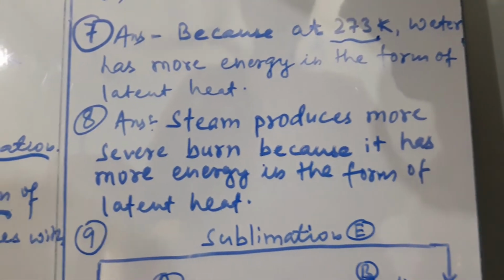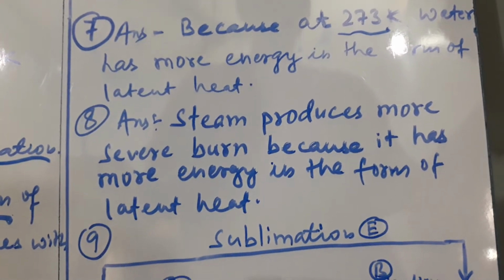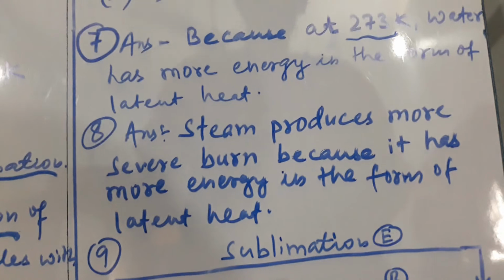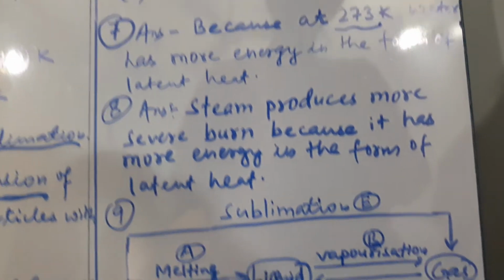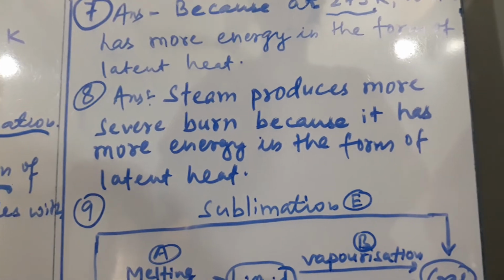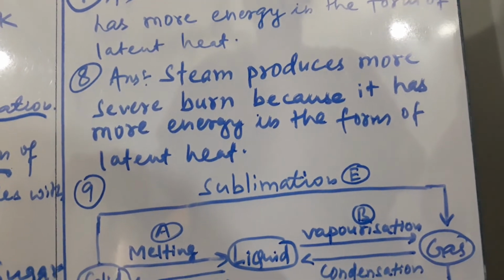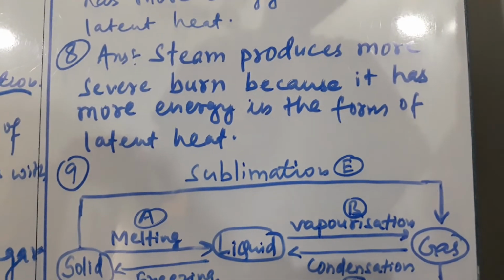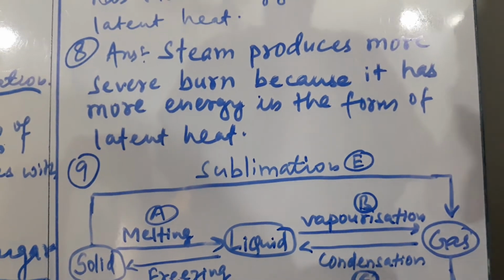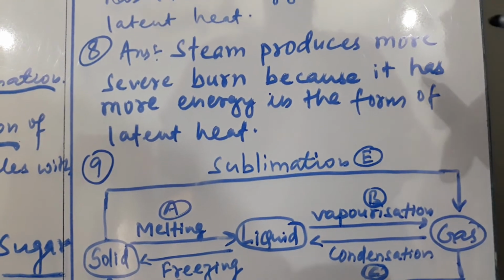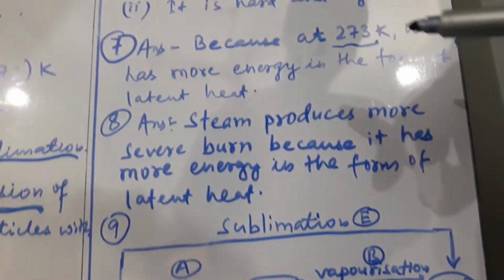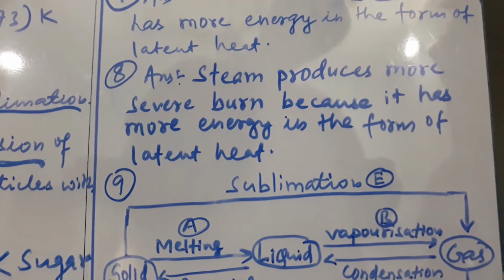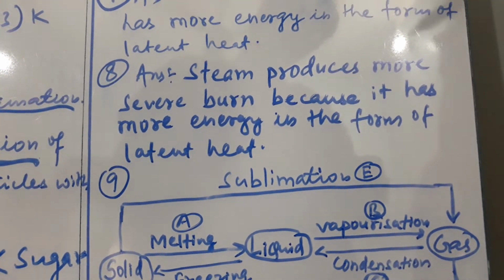Question number 8 is similar to 7. What produces more severe burn, boiling water or steam? Boiling water and steam are both at 100 degrees centigrade. Steam has more energy than boiling water because steam takes latent heat of vaporization. So steam has more energy than boiling water, and steam will cause more burning effect.